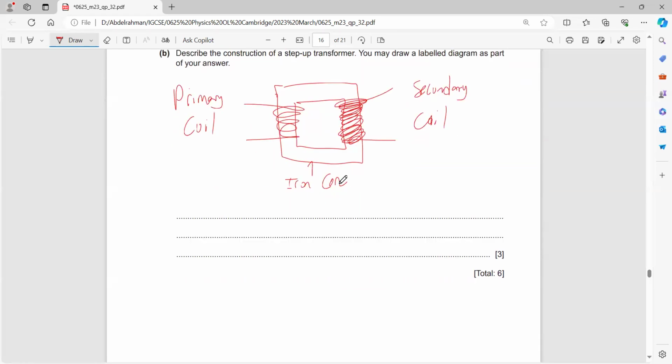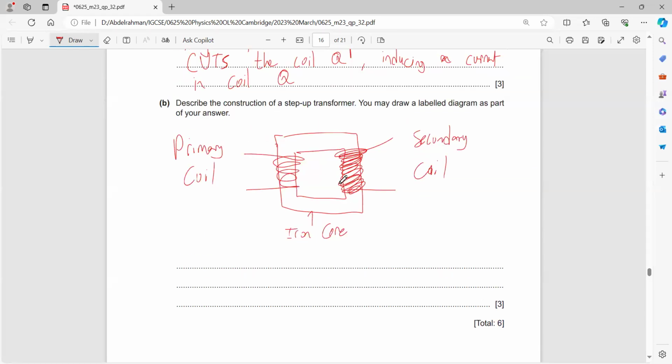What do I do with these coils? I have to say iron core with the primary coil and secondary coil. These coils can be made of copper. It's not the main point in this question, but you can say it.